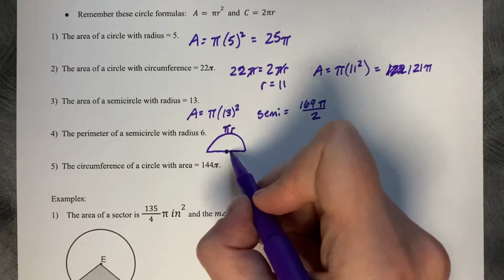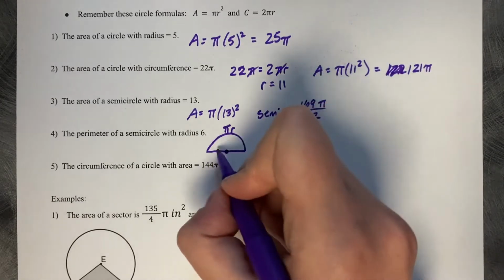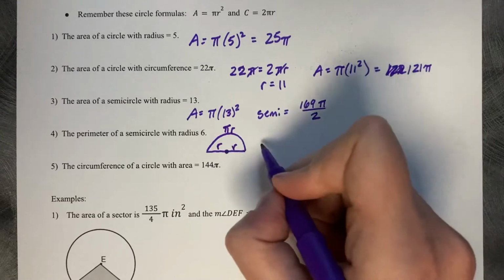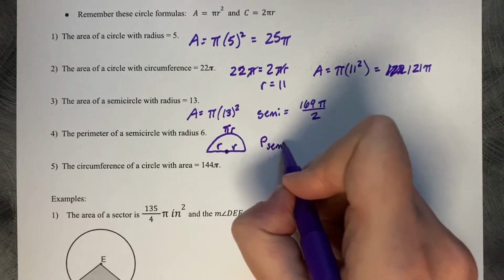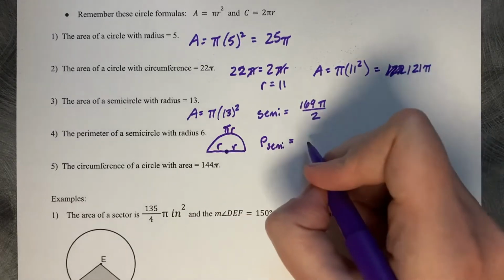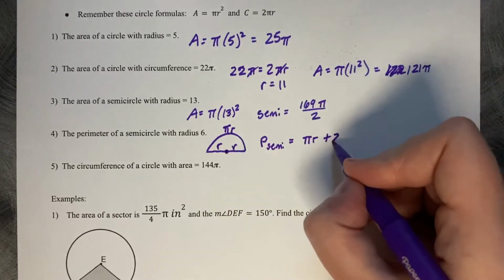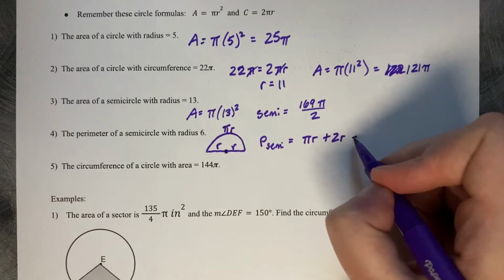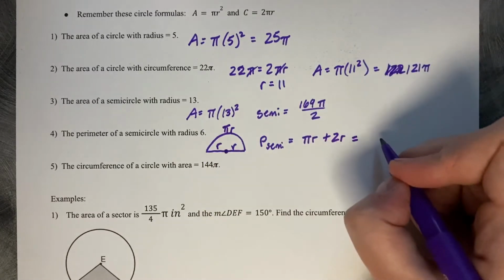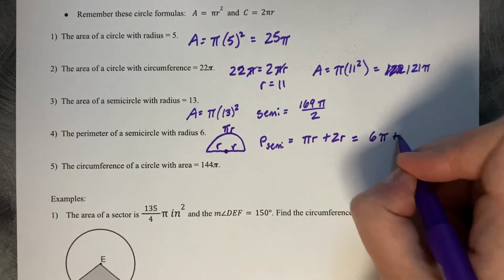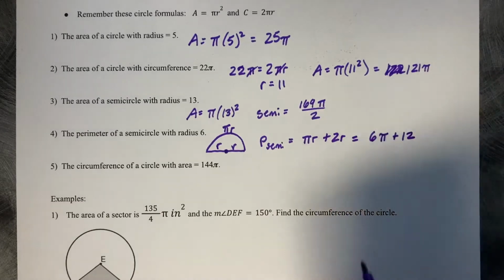And then these two lengths, we want to include those in the perimeter. This is a radius and a radius. So we can write the perimeter of a semicircle as pi times r, plus 2 r's, 2 radiuses. And our radius this time is 6. So 6 pi plus 2 times 6, 12.